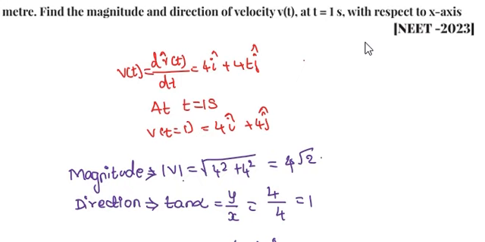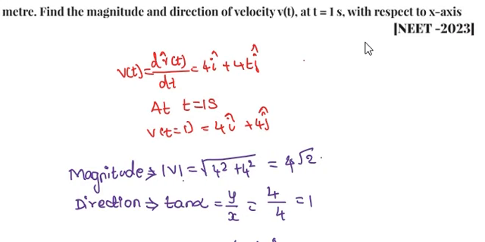In this question, the position of a particle is given by r of t is equal to 4t i cap plus 2t square j cap plus 5 k cap, where t is in seconds and r is in meters. Find the magnitude and direction of velocity at t is equal to 1 second with respect to the x-axis. So v of t is equal to dr of t divided by dt. So if we differentiate with respect to t, we'll get 4 i cap plus 4t j cap.